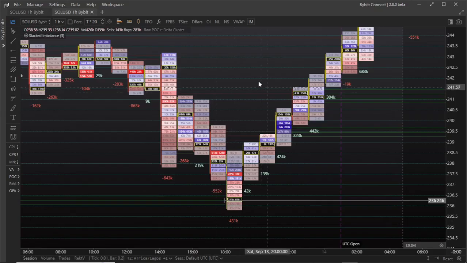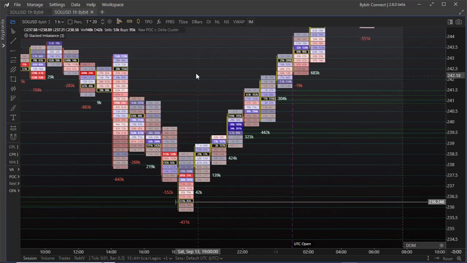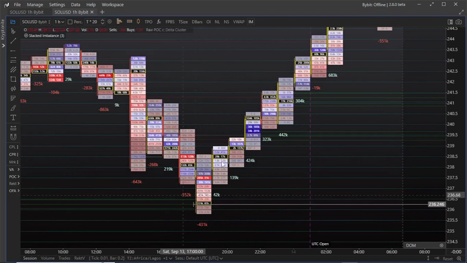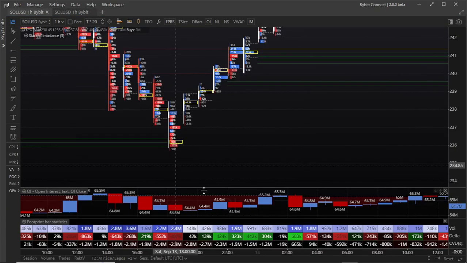Some people like this ladder, like Dax now. This is one Dax. He uses this kind of cluster chart. You understand? So look at it, minus 431k. It's the same thing here. This is the total delta 431k. But I like this because this one shows me the open interest. I know that there was a lot of selling here.